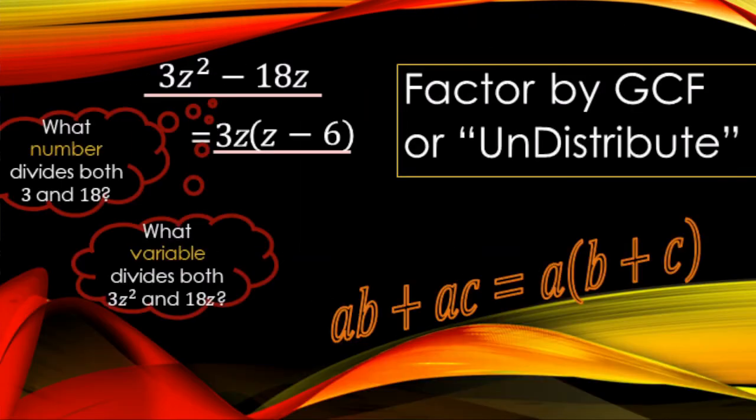So remember, anytime we're finding the greatest common factor, we're looking for the number that divides them both first, and then we do the variable that divides them both next, and that goes there. And then we're thinking division for our parentheses, or 3z times what to make 3z squared.